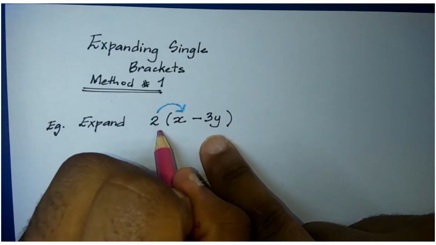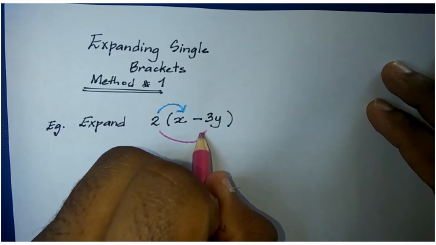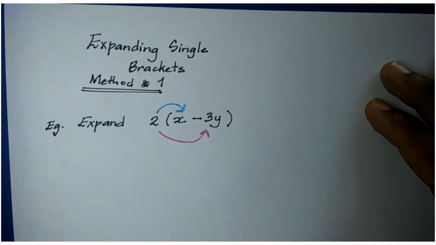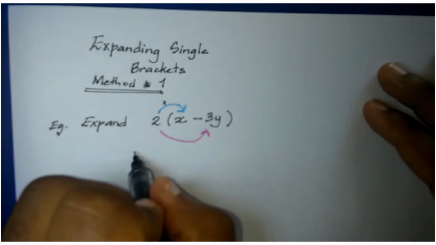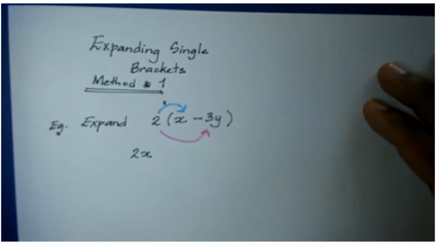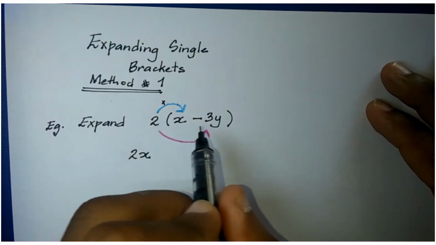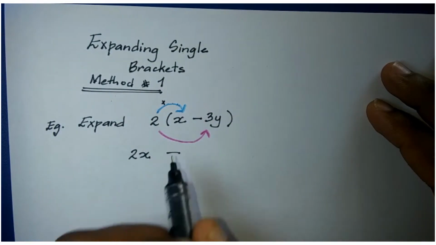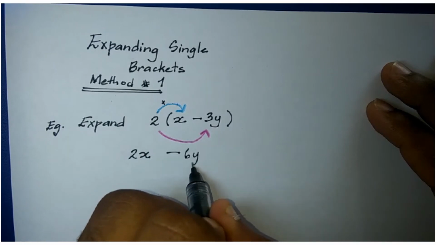And again, there's still something left on the inside of the brackets. So 2 times this minus 3y. So 2 times x is going to give me 2x, right? And 2 times negative 3y will give me, positive times negative gives me negative, 2 times 3y gives me 6y. And I'm finished.